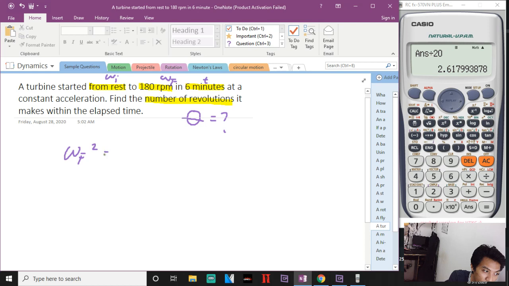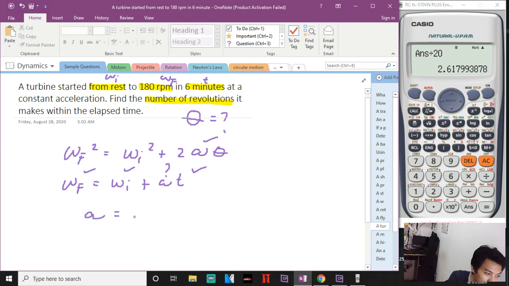squared equal to omega I squared plus 2 alpha theta. Pero wala tayong alpha. So, solve muna natin si alpha. Gagamitin natin itong formula: omega F equals omega I plus alpha T. You are given T. Meron ka nito, so alpha na lang. Alpha equals omega F minus omega I over T.